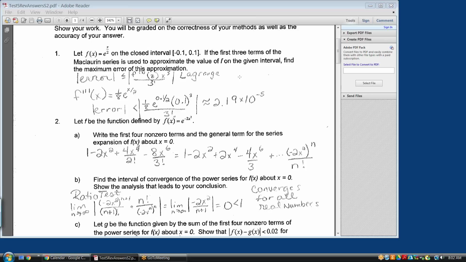So if we're going to use the first three terms of the Maclaurin series to approximate that function, what's our maximum error? Well, according to the Lagrange, it's the next derivative times, or the next derivative evaluated at c. And this is what's complicated.